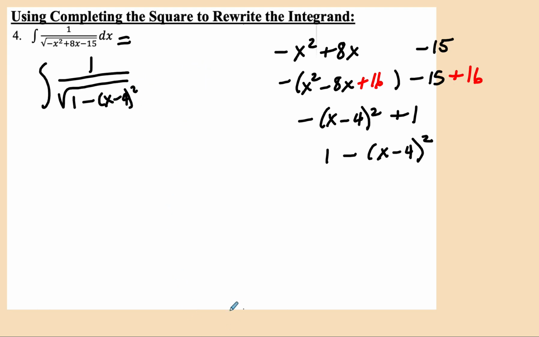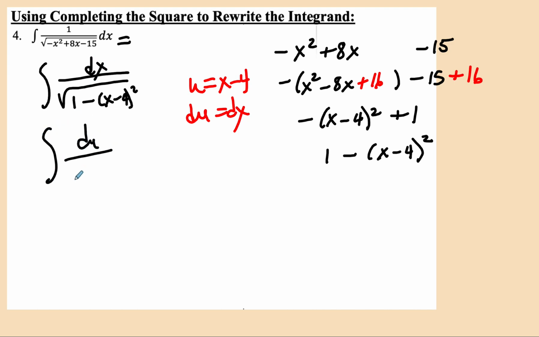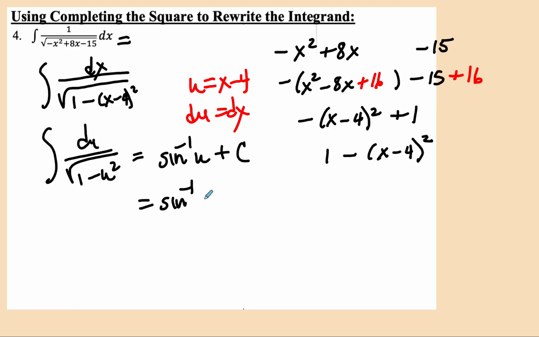And now I'm going to go through my u substitution. Let u be equal to x minus 4. du equals dx. So now this can be written as, oh, I forgot my dx here. So now this is going to be du all over the square root of 1 minus u squared. And we know that is a trig inverse. And then I can resubstitute for my u and put in x minus 4.